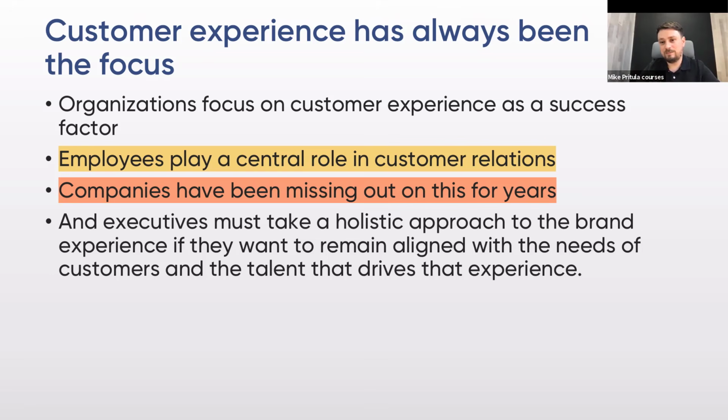That is, companies have long been saying that customer experience is very important, that employees are also important to us, but few companies have linked employee experience and customer experience. Very often it looks like this.